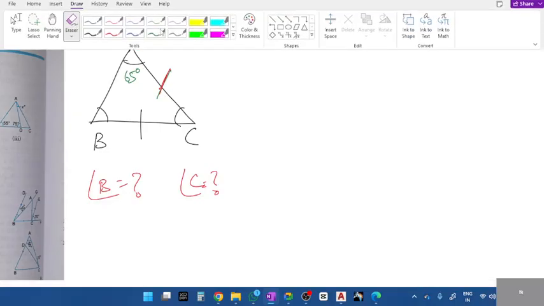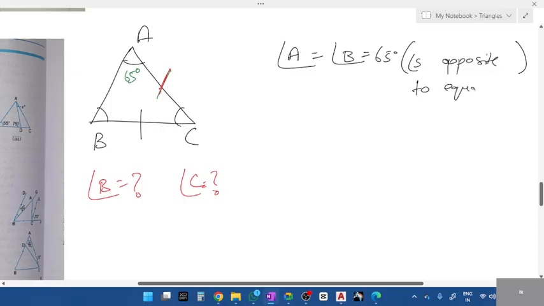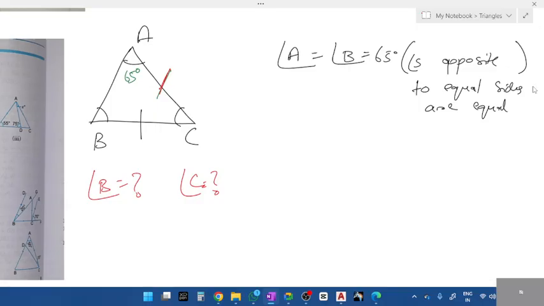See, you have to write this statement. So you need to find angle B. You write angle A is equal to angle B is equal to 65 degrees. So write this statement, students: angles opposite to equal sides are equal. This is the statement you have to write. Remember this. So B also would be 65 degrees.